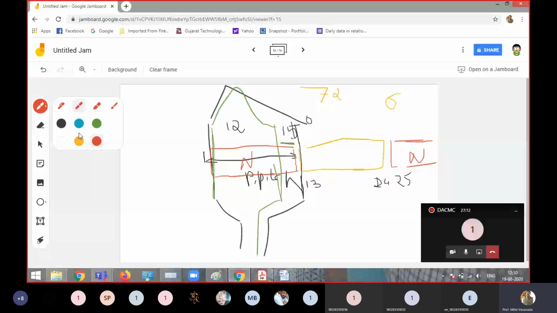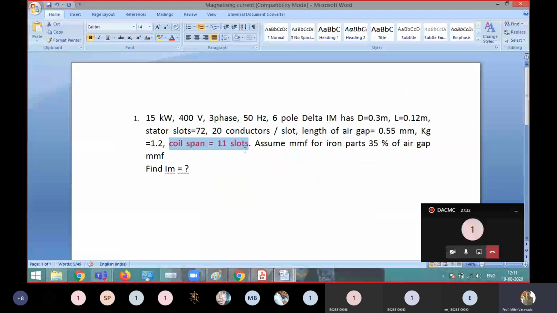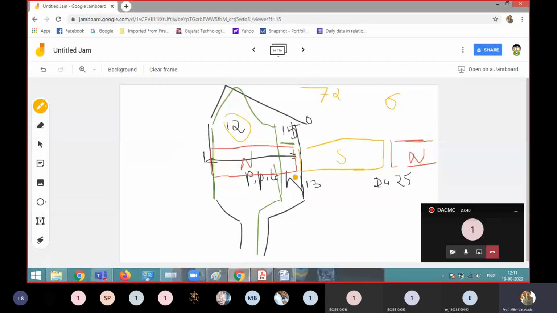If it is full pitch, the first is 1 plus 12, because it is a full pitch. So the second will be in 13. But here what has been done is 11 slots. Look at the data. Coil span is 11 slots instead of 12 slots. If it were 12 slots it would be a full pitch, but here they purposely made it short pitch, so it will come in 12. So it is short pitch by 1 slot. Did everyone understand this?